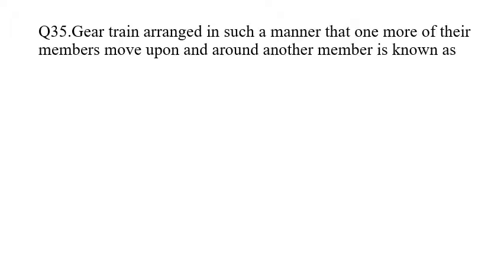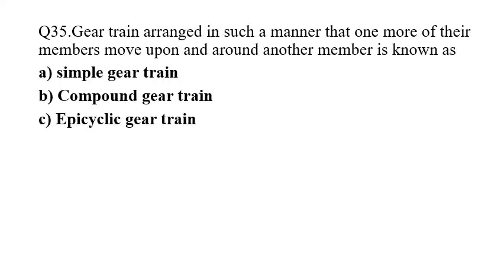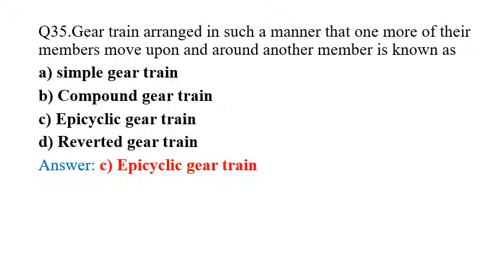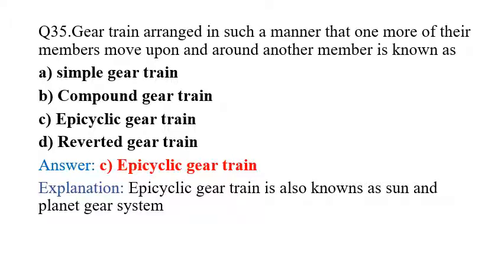Question number 35. Gear train arranged in such a manner that one or more of their members move upon and around another member is known as simple gear train, compound gear train, epicyclic gear train, reverted gear train, and the answer is epicyclic gear train. If you have seen the epicyclic gear train, there is one gear at the center and three more gears rotating around that center gear. So epicyclic gear train is also known as the sun and planet gear system.